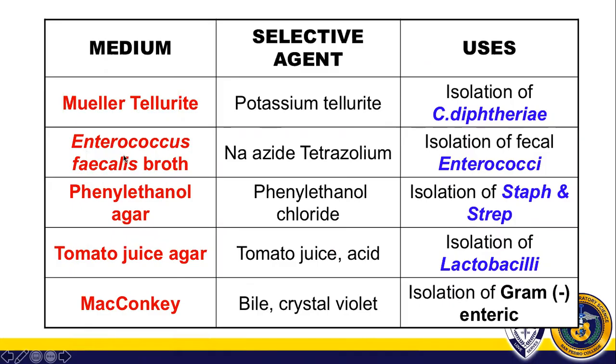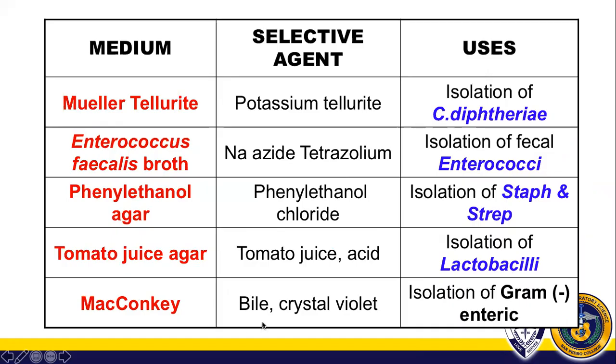Enterococcus faecalis has sodium azide and tetrazolium. It's perfect for isolation of fecal enterococci. PEA, or phenylethanol agar, contains phenylethanol chloride and is widely used for the isolation of Staphylococcus and Streptococcus. Tomato juice agar contains tomato juice and acids for the isolation of lactobacilli.